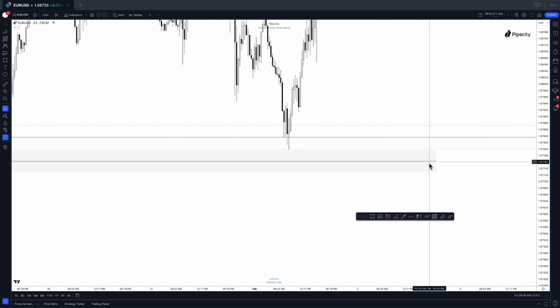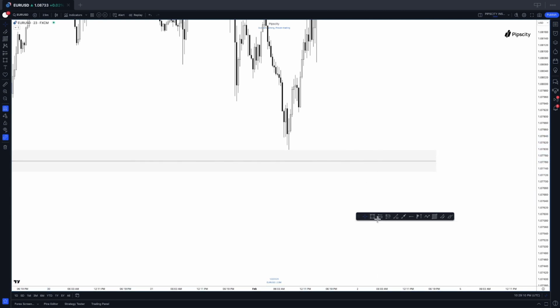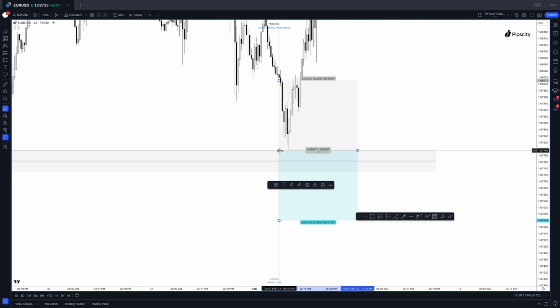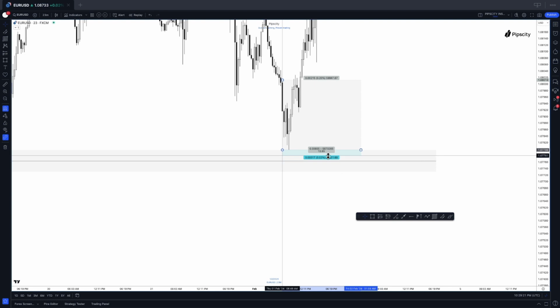So we see this. Let me just take this off, then zooming in for a bit. We have a precise entry on the lower one, and then if you're taking the lower entry, your entry will be so unique, right? A 1 to 10R setup. Okay, so we have this.